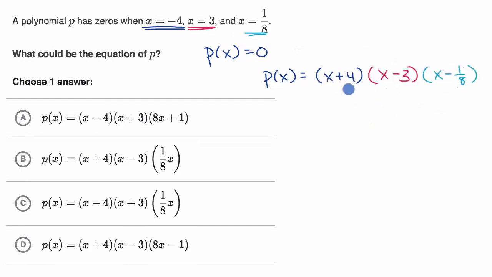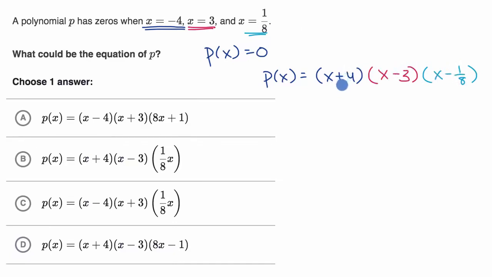Now, these aren't the only expressions. You could multiply them by constants, and still the principles that I just talked about would be true. But our polynomial would look something like this. You could try it out. If x is equal to -4, then this first expression is 0, and 0 times something is 0. Same thing for x equals 3. If x equals 3, then x minus 3 is equal to 0, and then 0 times something is 0. And if x is equal to 1/8, this expression is going to be equal to 0, and 0 times something is going to be equal to 0.